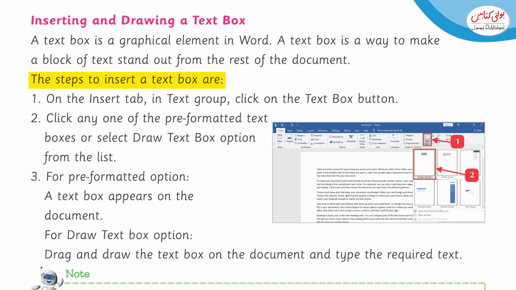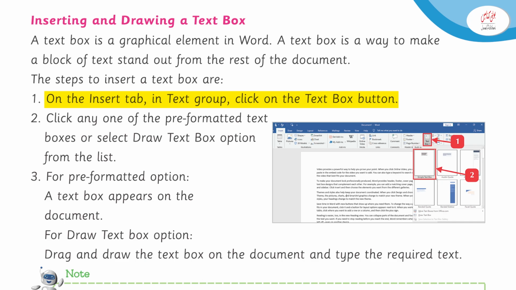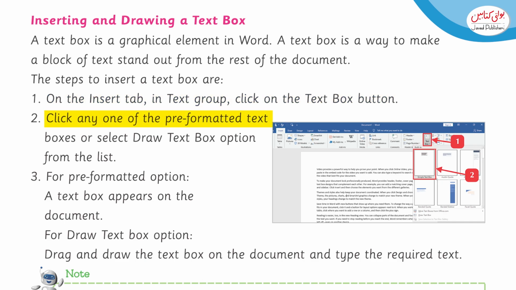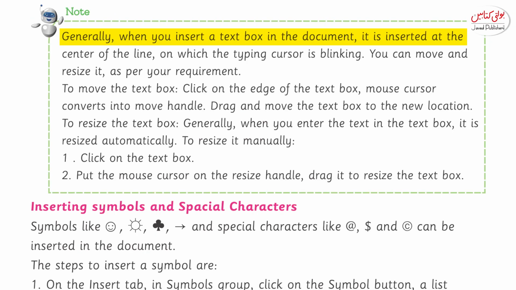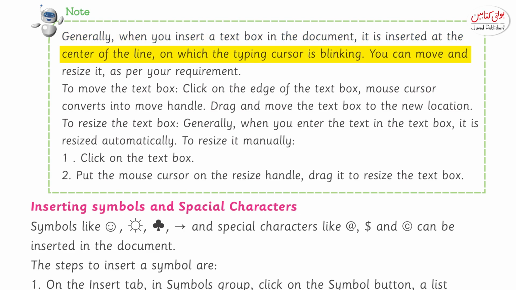The steps to insert a text box are: Step 1. On the Insert tab in the Text group, click on the Text Box button. Step 2. Click any one of the pre-formatted text boxes or select the Draw Text Box option from the list. Step 3. For the pre-formatted option, a text box appears on the document. For the Draw Text Box option, drag and draw the text box on the document and type the required text. Generally, when you insert a text box in the document, it is inserted at the center of the line on which the typing cursor is blinking.